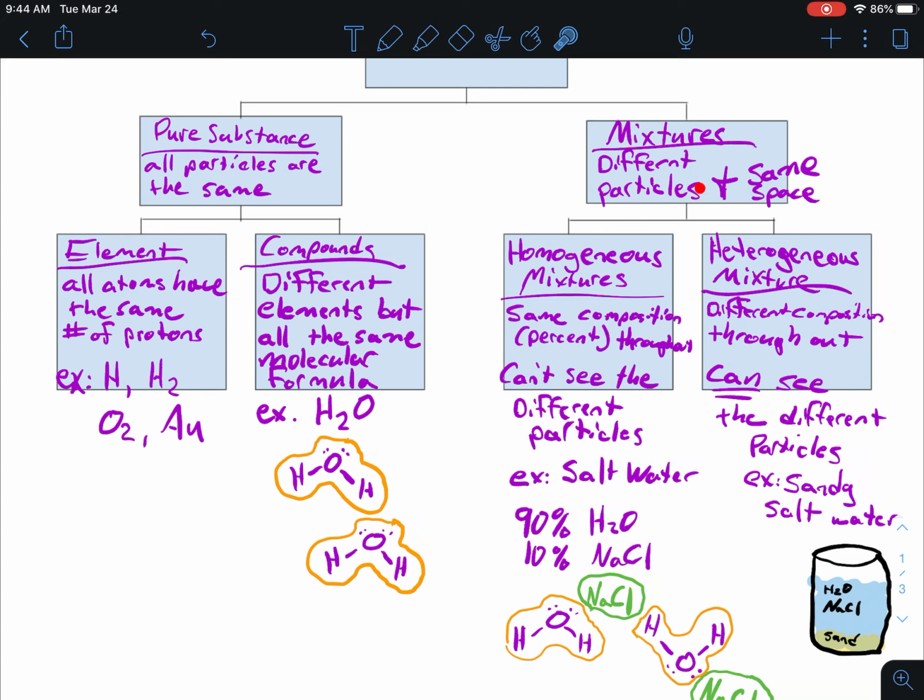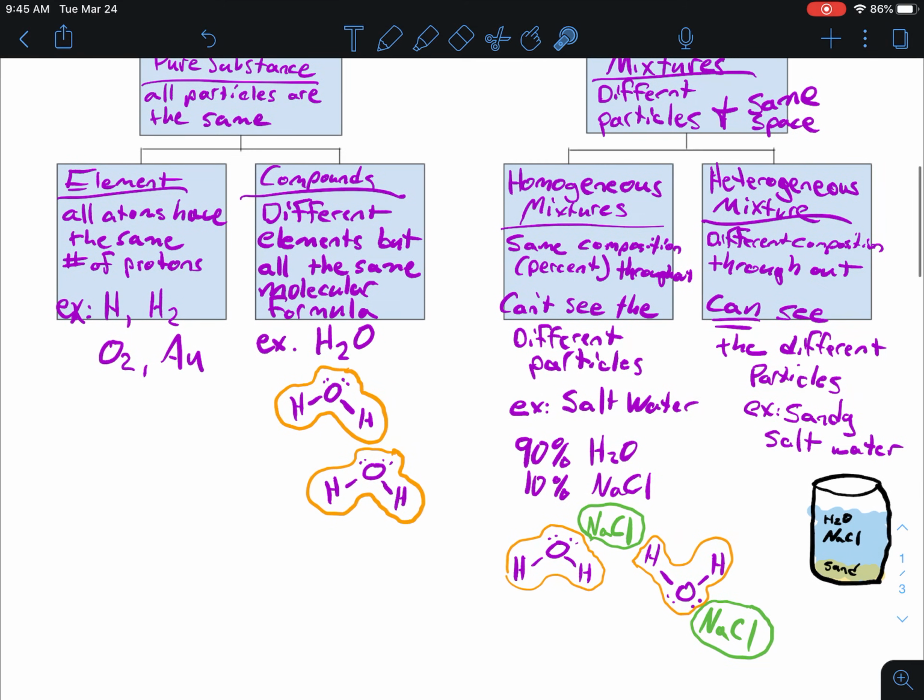Or that mixture with different particles in the same space has a different composition throughout, such as sandy salt water. At the start, it may have looked homogeneous, but the sand falls out, so the sand is not evenly distributed throughout the container. It falls to the bottom, making sandy salt water a heterogeneous mixture.